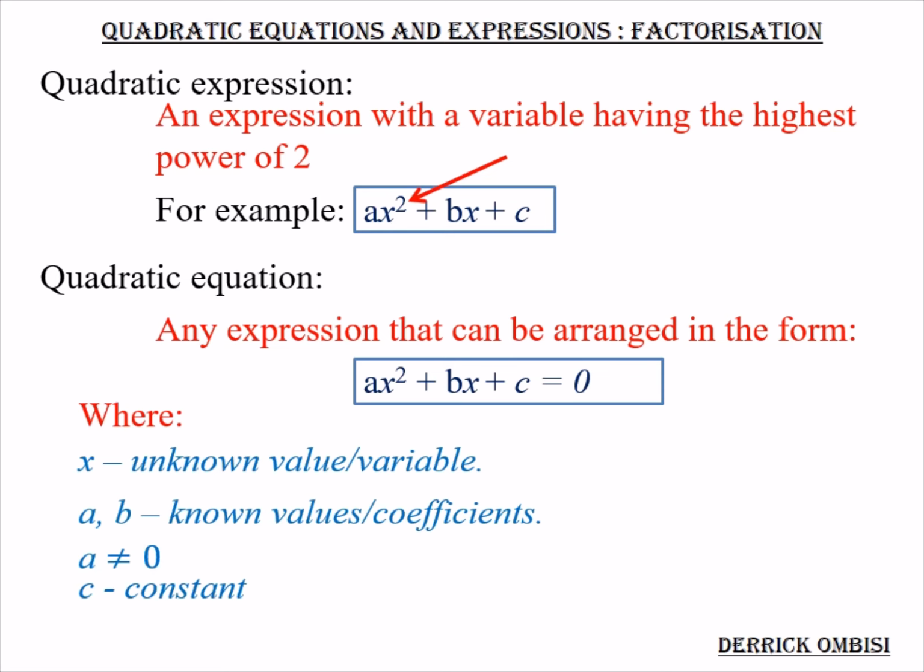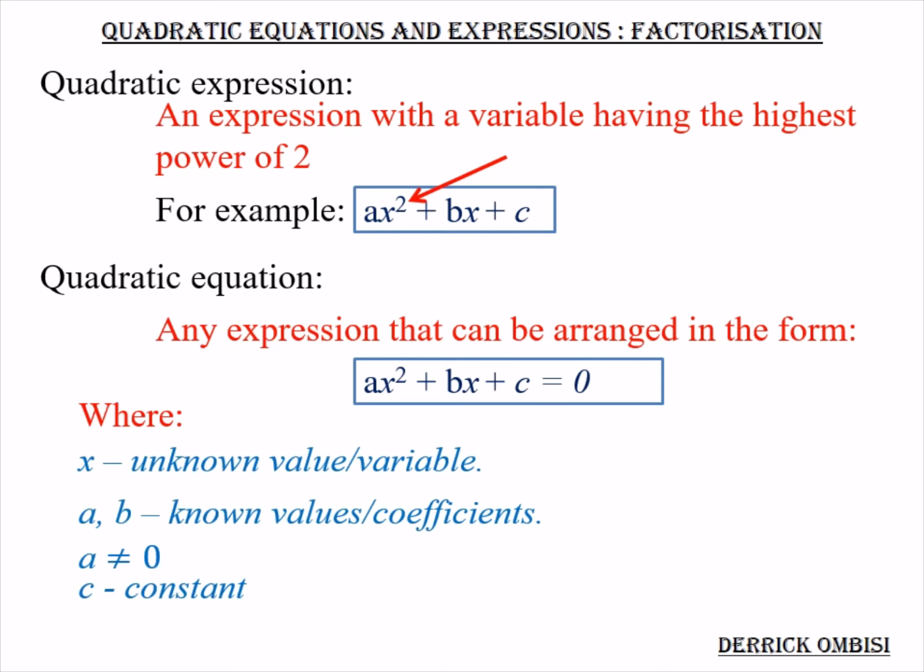And a can never be equals to 0. When a equals to 0, then it changes from being a quadratic equation to a linear equation. So the value of a cannot be 0. If the value of a is 0, it changes from being a quadratic equation to a linear equation.